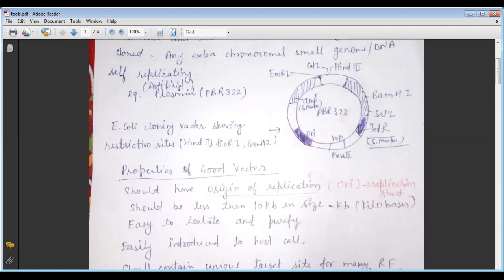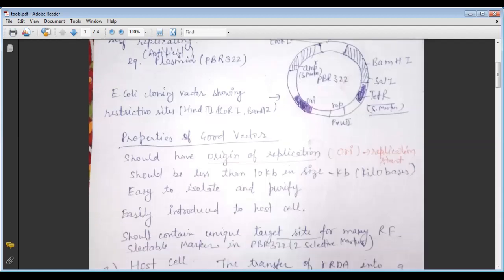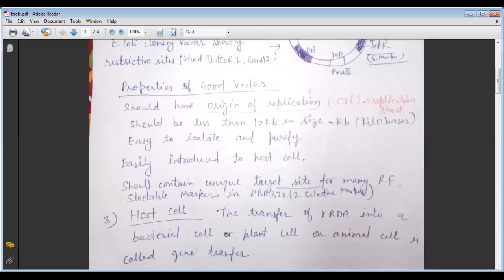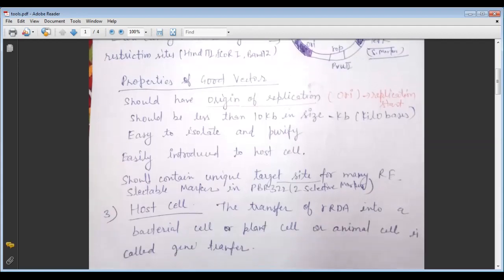First one we can see here is the ORI. First is the ORI, and this is a part of the properties of a good vector. So firstly we go to the good vector. Here the good vector should have the origin of replication, and ORI is represented here at the point where the replication starts, and second it should be less than 10 kb in size.